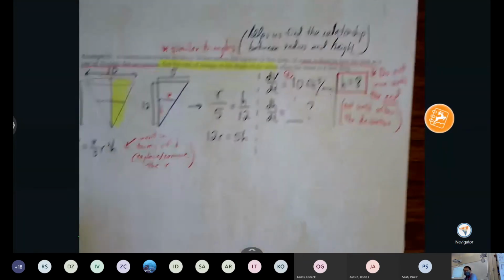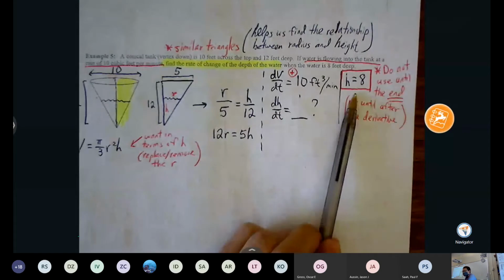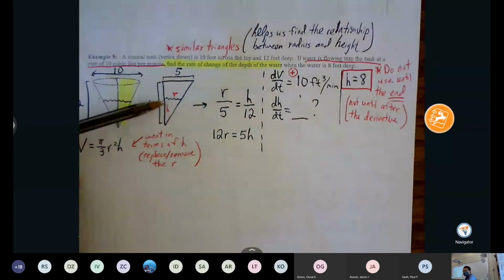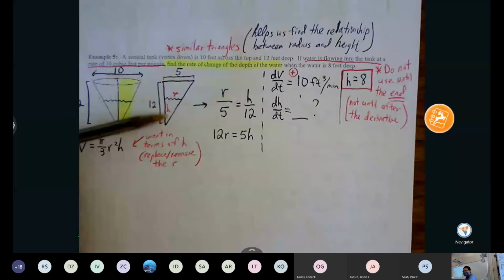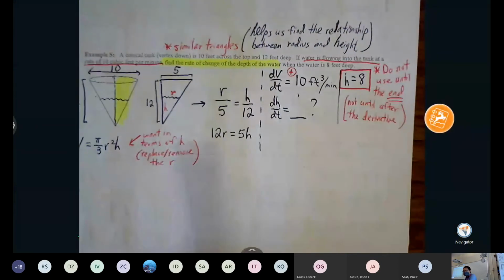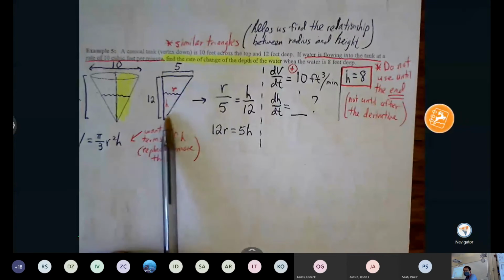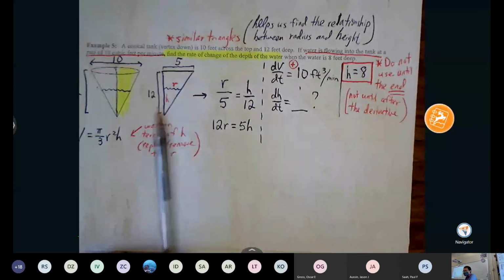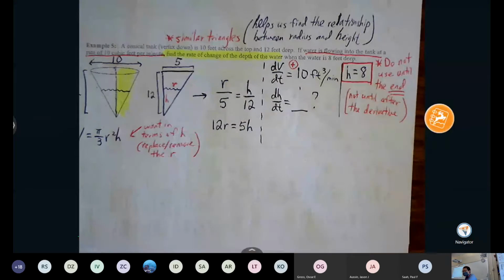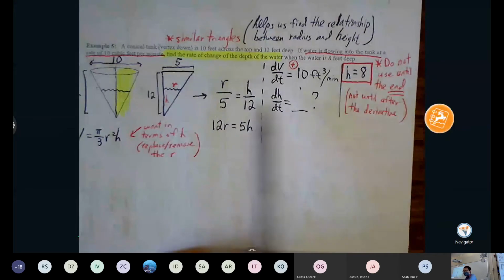Let me talk about why that's the case. H equals 8 represents the height of the water level at a specific moment in time. But is the water level going to always remain at 8? It's going to be changing, right? So a lot of students want to do this. A lot of us want to put that 8 wherever we see the H.